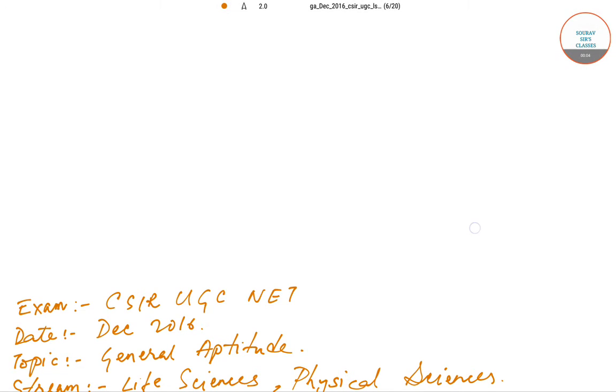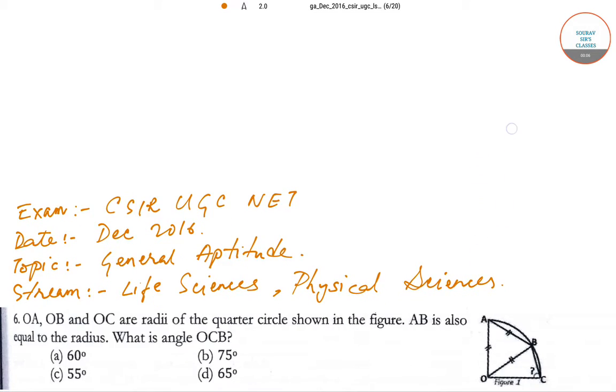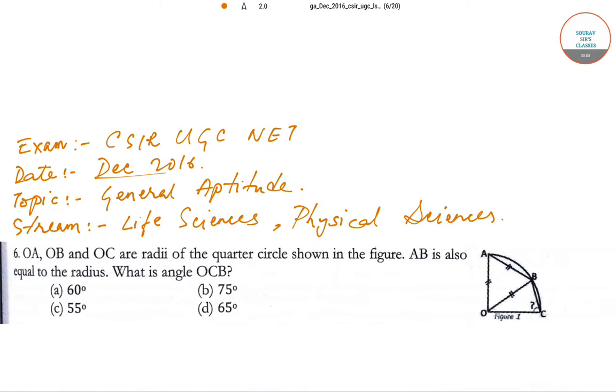Today we'll be solving the CSIR UGC NET questions on the December 2016 paper. We'll be solving the general aptitude questions which came in the life sciences and the physical sciences paper. So let's start off with the question.